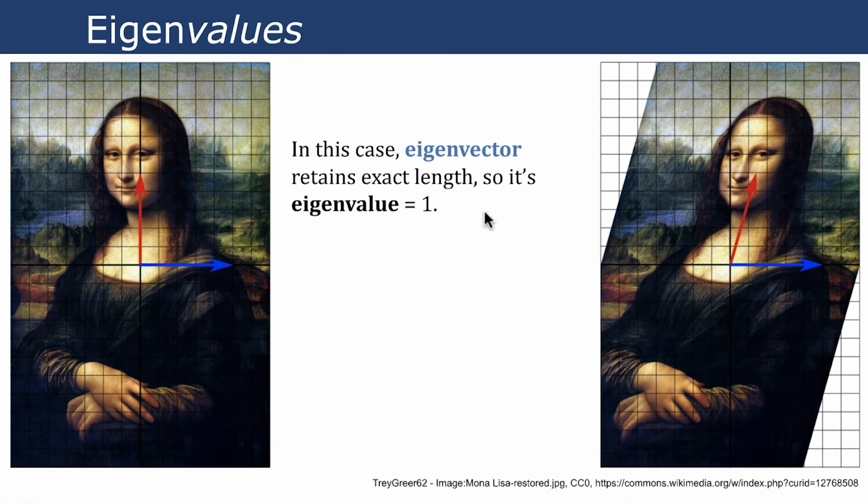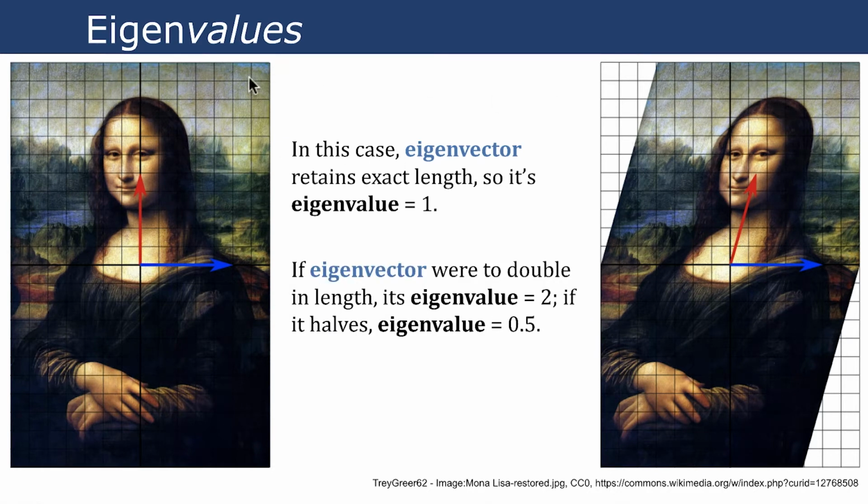So in this case here, where we're applying a shearing matrix, the blue eigenvector of that shearing matrix has an eigenvalue of 1 because its length stays exactly the same. So we can count 1, 2, 3, 4, 5 of these squares before the shearing matrix is applied, and it's still 1, 2, 3, 4, 5 units long after the shearing matrix is applied. So this blue eigenvector has an eigenvalue of 1 for this particular shearing matrix that has been applied.